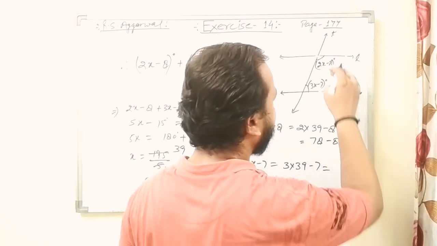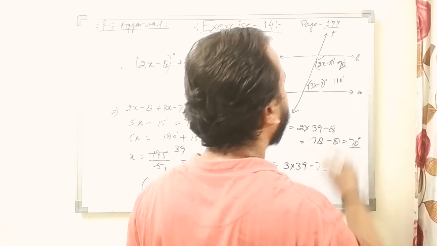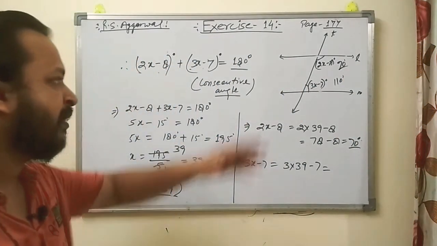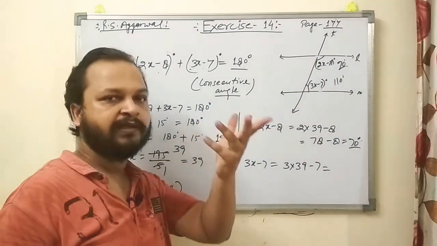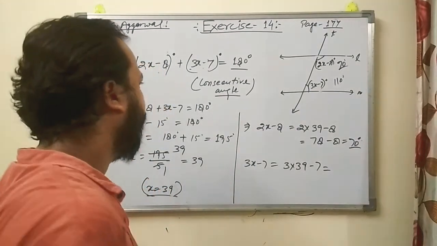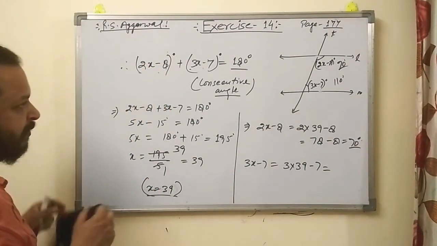If one angle is 70 degrees, then this angle must be 110 degrees. Why? Because the sum of the angles must be equal to 180 degrees. Why? Because they are consecutive angles, or you can say co-interior angles, right? So now come to the next question.